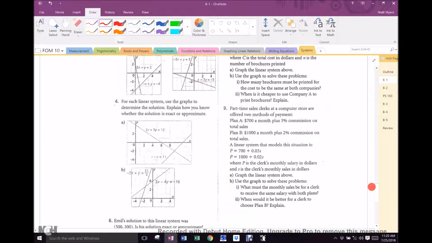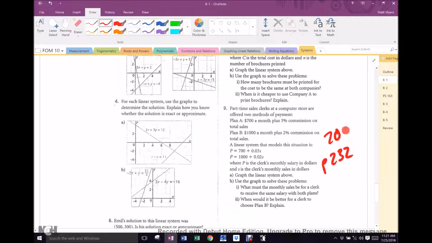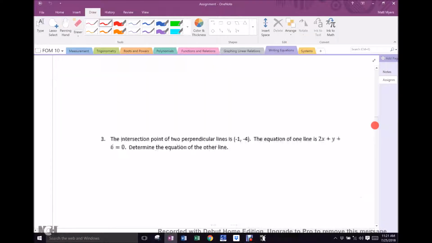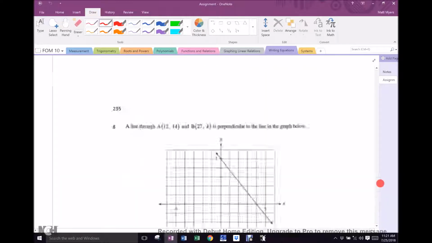So what you have to do now, between now and 12:05 is too long. I'm going to give you 20 minutes to finish page 232. I think that was the assignment, was it not? Yep. I'm going to give you 20 minutes for that. Then we're going to mark the whole assignment of page 232, 233, 234, 235.